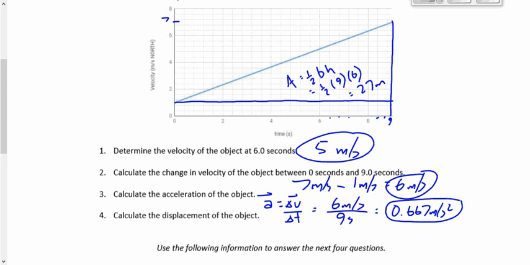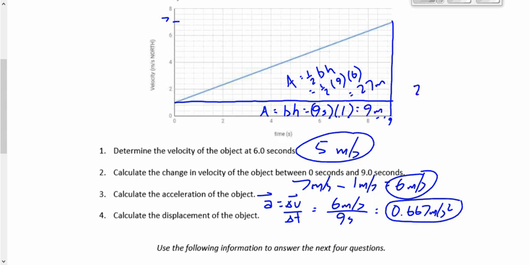Okay, we also have to find the area of this section. Just because it's underneath, just because it starts at 1 meter per second here, doesn't mean that we don't have to include everything between the line and the x-axis. So this was actually a little bit easier because it's a rectangle. Area is base times height. The base is 9 seconds. The height is 1, which gives me 9 meters.